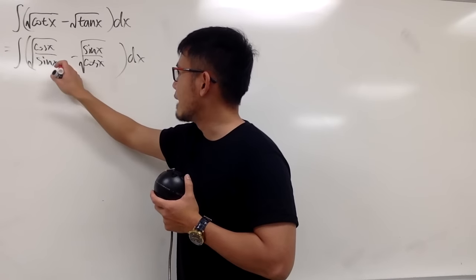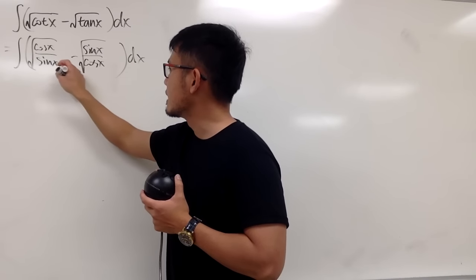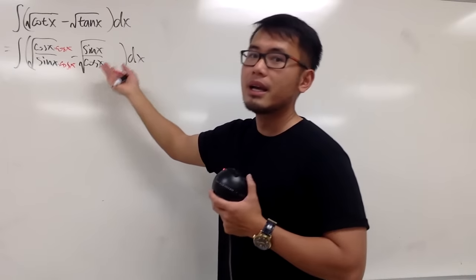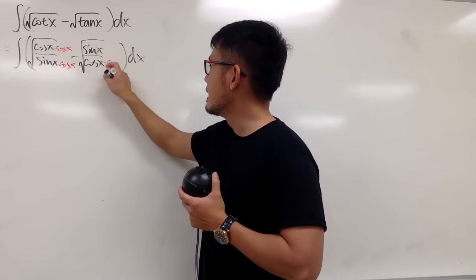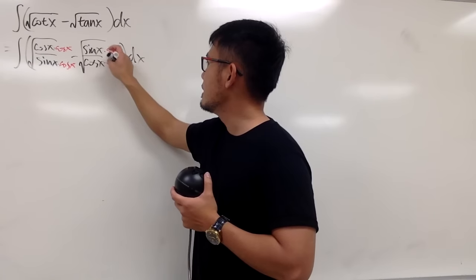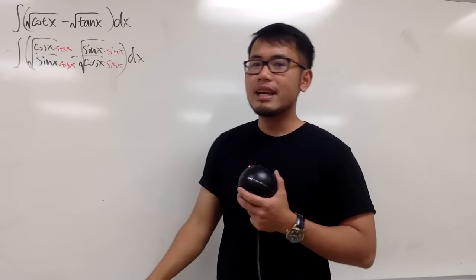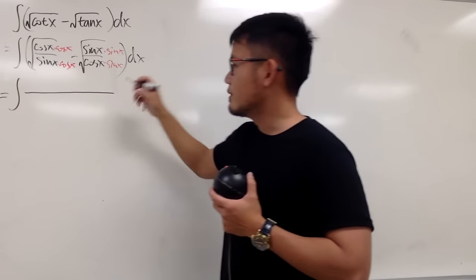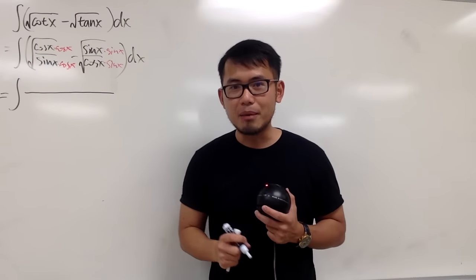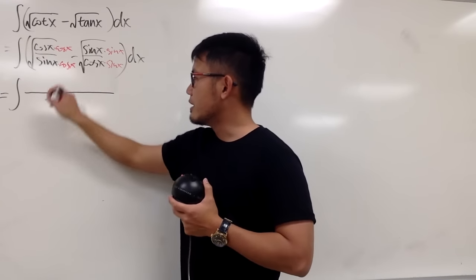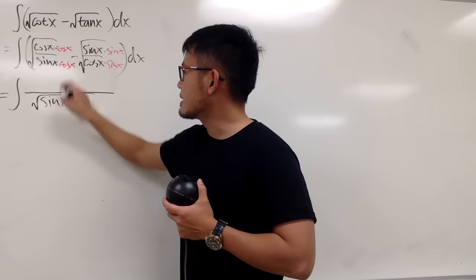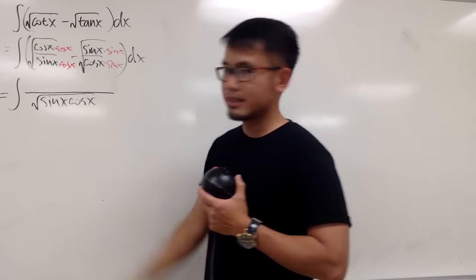Right here, I will just have to multiply by cosine x on the bottom, and of course, do the usual business, multiply that on the top. And then right here, we multiply this by sine x, on the bottom and on the top. Okay, now this is the integral, and we have one big fraction because they have the same denominators now. The denominator is just the square root of sine x times cosine x.